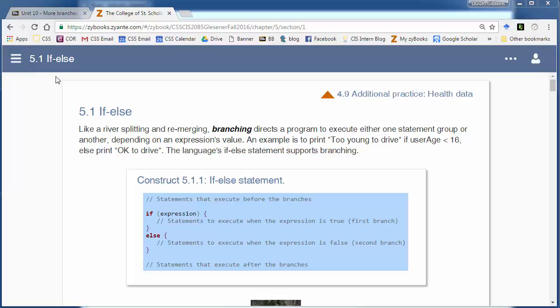Okay, we're going to start chapter 5 today and look at 5.1, the if-then else statement. This is our first of our series of branching statements we'll be looking at. These are important statements for coding.